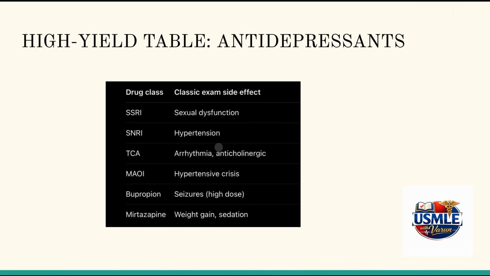So now let's discuss a high yield table on the classic side effects of antidepressants. SSRIs cause sexual dysfunction, SNRIs cause hypertension, TCAs cause arrhythmia and anticholinergic effects, MAO inhibitors cause hypertensive crisis, bupropion causes seizures, and mirtazapine causes weight gain.